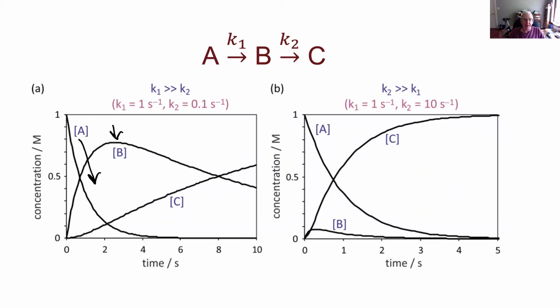So the rate of decay of B is small because K2 is small, and that means the rate at which C grows in is relatively slow, right? So it takes me a while to get my C rising up here. On the right-hand side, we have the opposite limit, right?